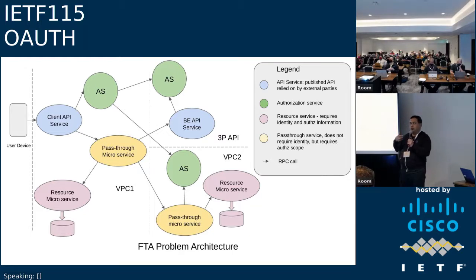Right? So if, let's say, I'm writing a microservice that just aggregates information from other microservices, I don't need to know who the user is. I can just pass that information to the resource microservice, get back the data, aggregate it, and send my response back. So that's the general architecture that we've been working with.